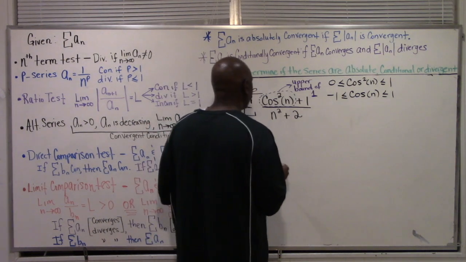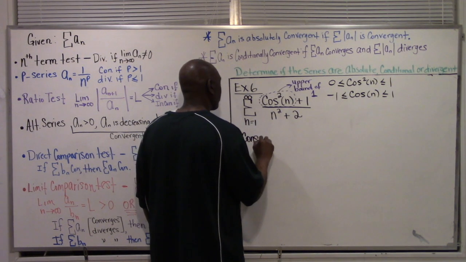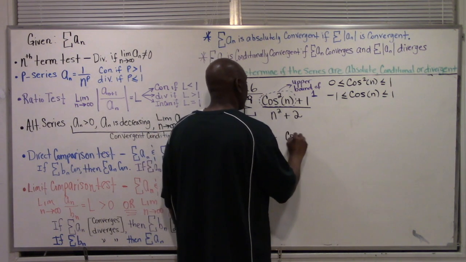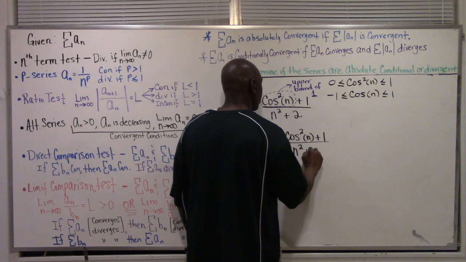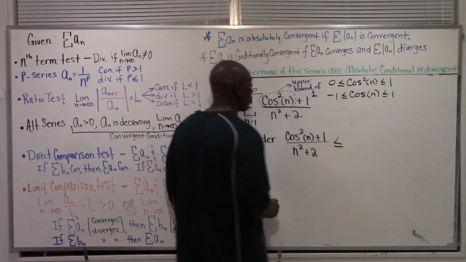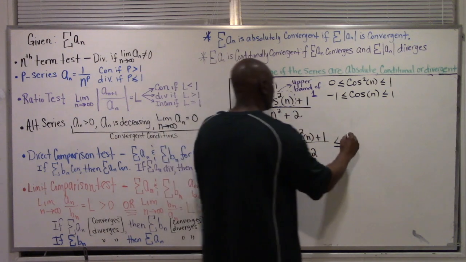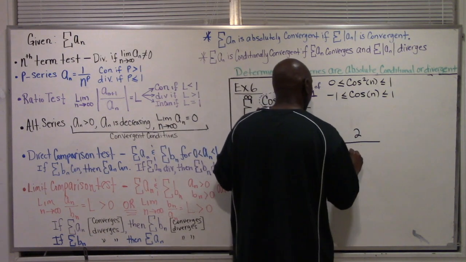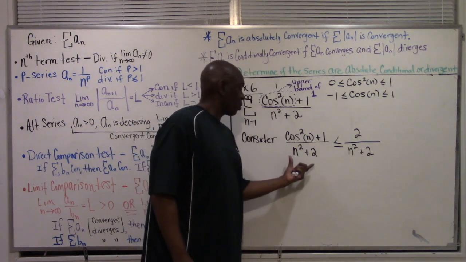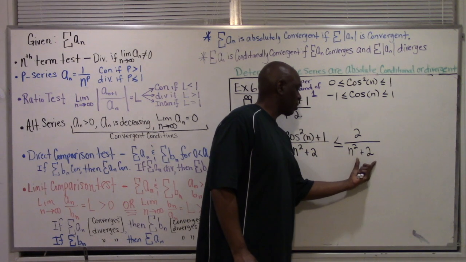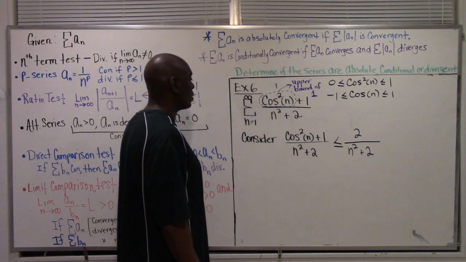So since it has an upper bound of 1, then we have to consider the cosine squared of n plus 1 divided by n squared plus 2 has to be less than or equal to. The upper bound here is 1, and 1 plus 1 is 2. So this has to be less than or equal to 2 divided by n squared plus 2. All right? So, here we go.